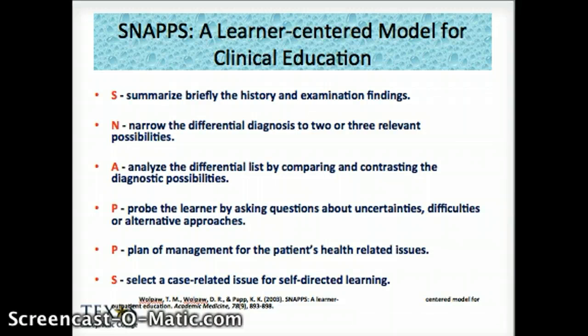Summarizing is a brief history and exam findings. The student then narrows the differential diagnosis to 2 or 3 relevant possibilities. You analyze the differential list by comparing and contrasting the diagnostic possibilities. You probe the learner by asking questions about uncertainties and difficulties or alternative approaches. It calls for a plan of management for the patient's health-related issues, and then select a case-related issue for self-directed learning.